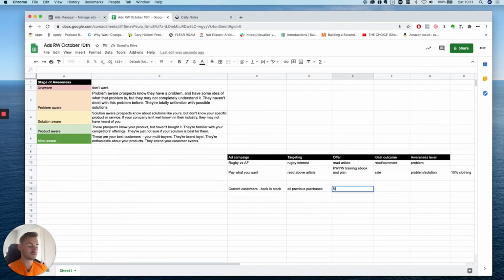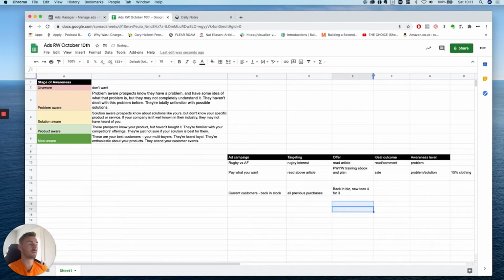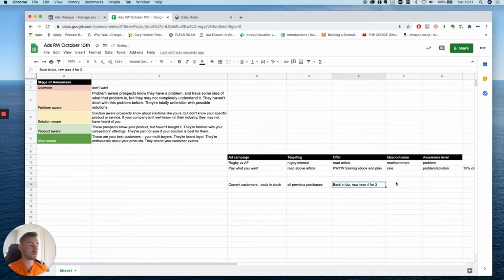So the offer is back in biz, new tees, 4 for 3. That's the offer we're running, 4 performance t-shirts for the price of 3. Ideal outcome, they spend 75 quid, so they get 4 tees. And that means that we can shift more stock at 1 order instead of just 1 tee here, 1 tee there. And this is the most aware, so this should be our number 1 performing ad.